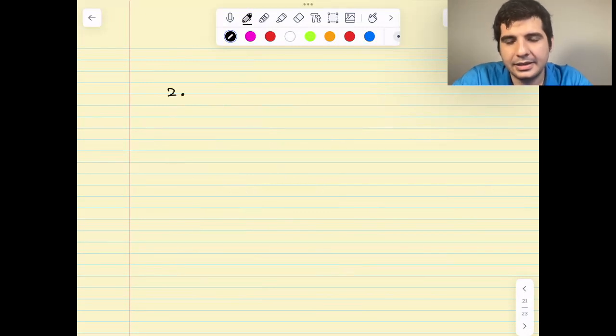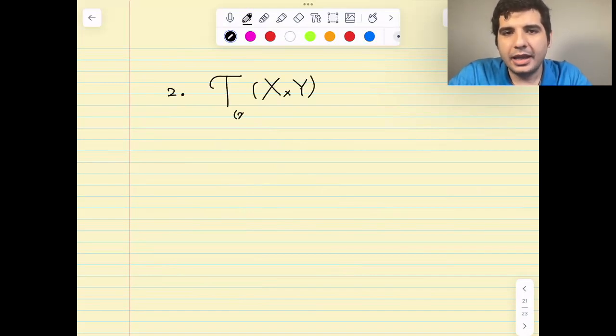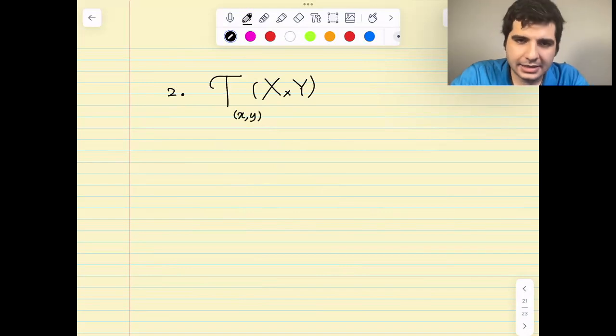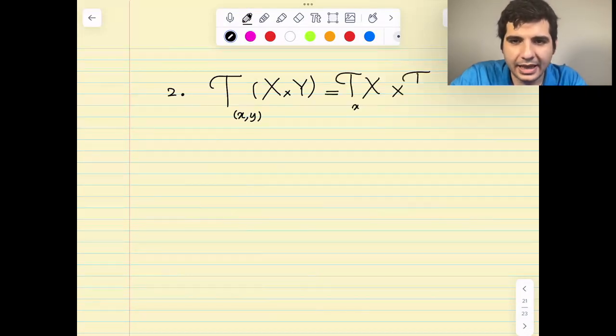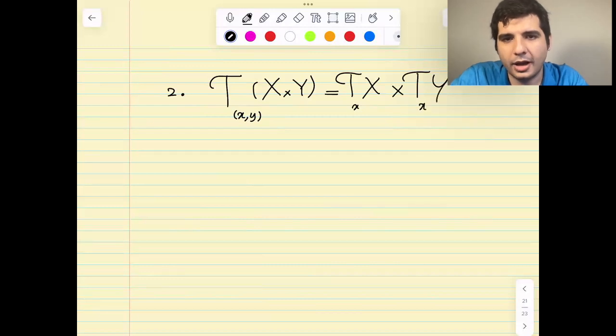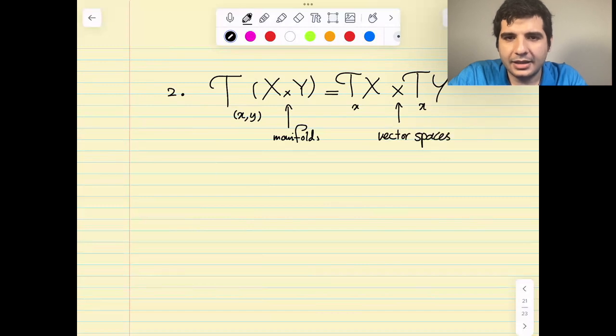The second remark: we mentioned that if X and Y are two smooth manifolds, their product has a smooth structure. If you pick any point x and y, where x is in X and y is in Y, the tangent space at (x, y) is equal to the tangent space of X at x times the tangent space of Y at y. Note that the first product is a product of smooth manifolds. The second product is a product of vector spaces. So the left-hand side can be canonically identified with the right-hand side.